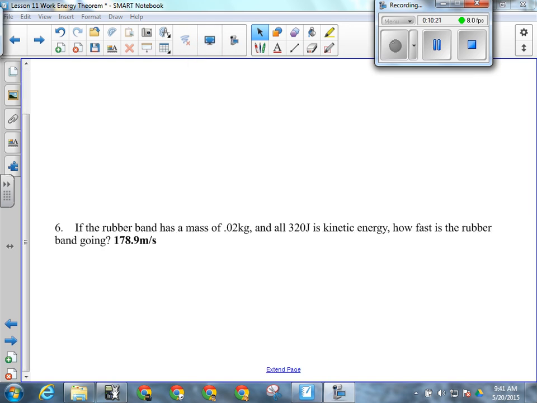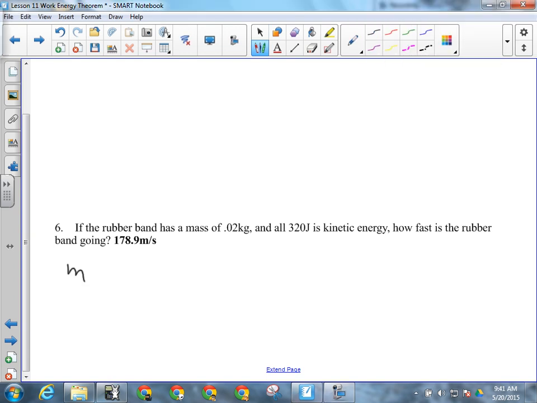Okay, so on number 6 here, we are given the mass of the rubber band, 0.02 kilograms, and the rubber band has 320 joules of kinetic energy. So they tell us it's EK. How fast is the rubber band going? So I'm looking for v. So is this the formula for kinetic energy?